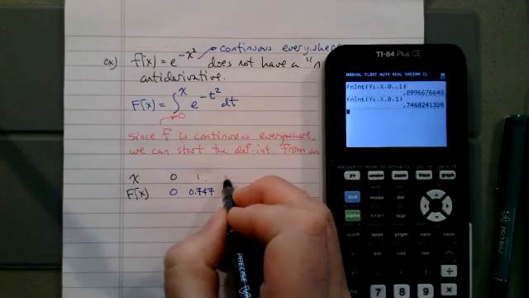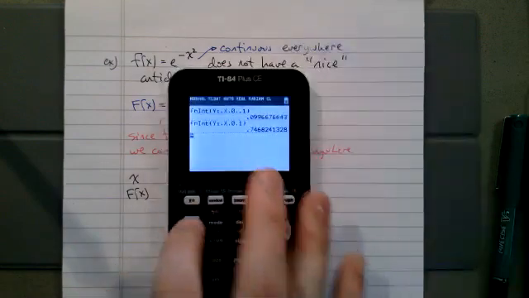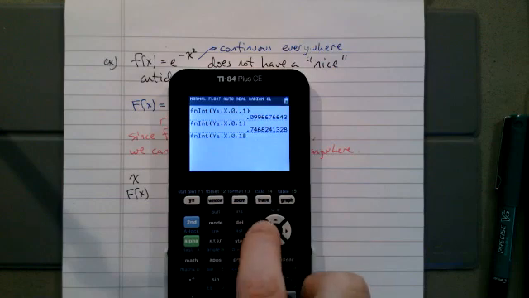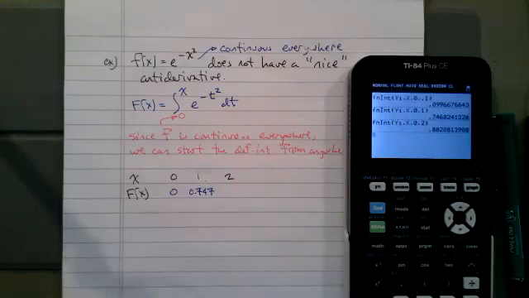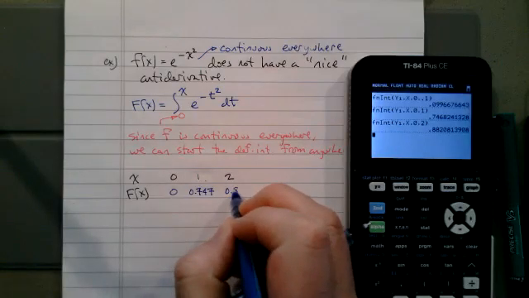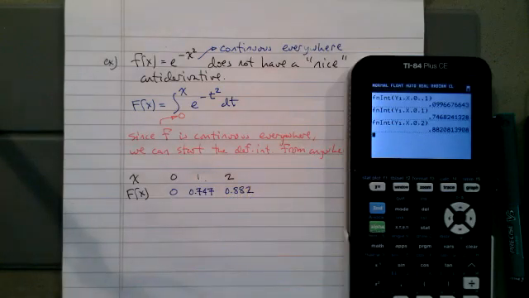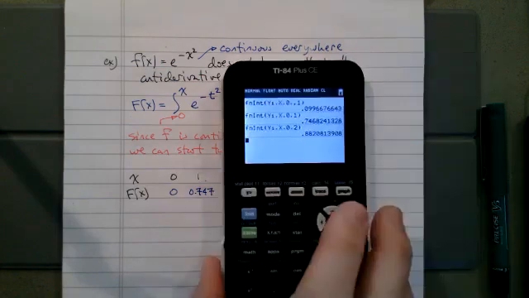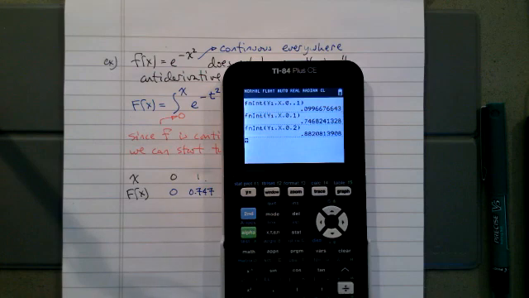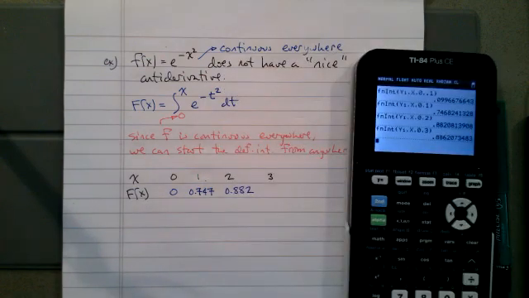So if we integrate to 2, we get 0.882. So we can evaluate this function anywhere we want. We don't have a nice formula for it. We have to integrate, but all our calculator is doing to calculate these definite integrals is approximating the area.